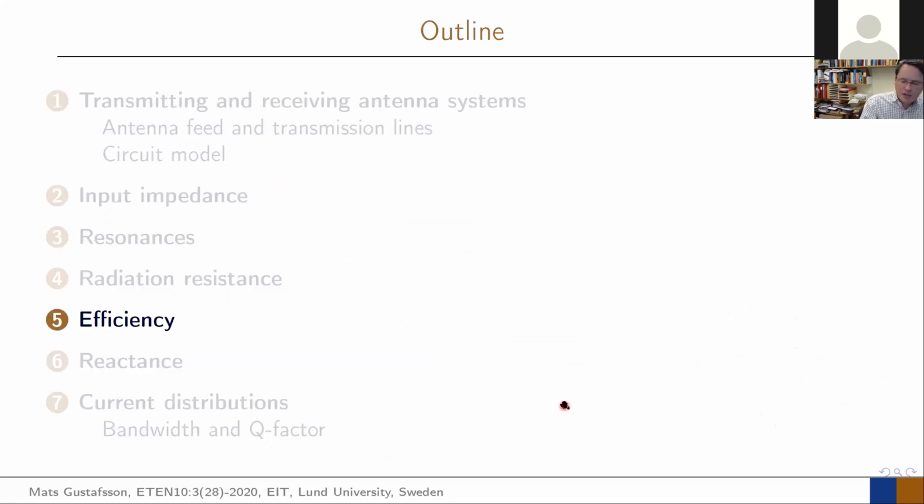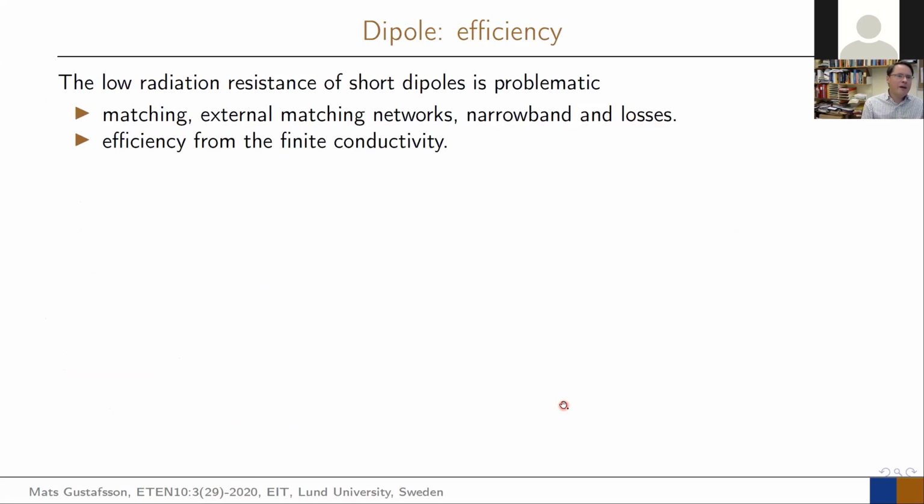So now we had said that they were lossless. We can determine the radiation resistance. Of course, if we have losses, we have to talk about the efficiency of the antenna. So if we now add these losses, we can see that the low radiation resistance is problematic. One thing is that it's far away from 50 ohms, so matching can be harder. It can become narrow band. We haven't talked about bandwidth yet, but we will soon. And it increases the losses.